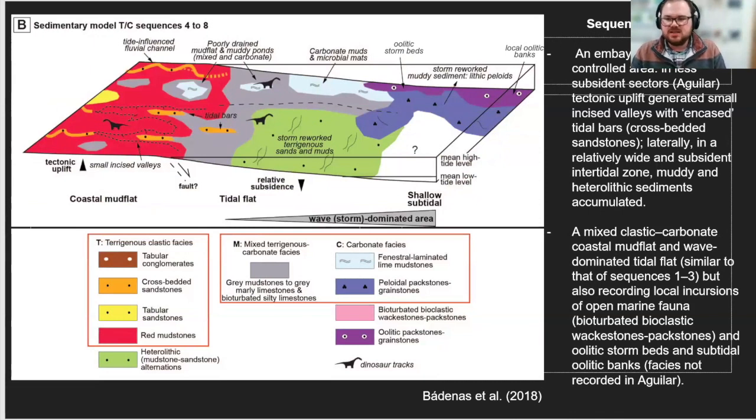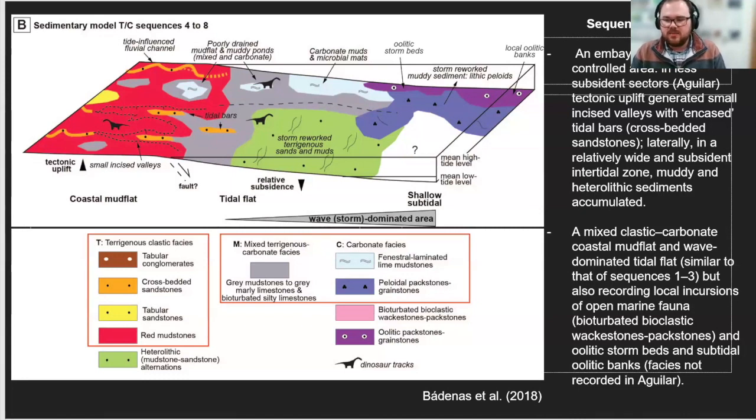The facies in sequences 4 to 8 allow two laterally restricted areas to be defined. Firstly, in the less subsident areas, tectonic uplift generated small incised valleys, which encase tidal bars. Laterally, in a relatively wide and subsident intertidal zone, muddy and heterolithic sediments accumulated.